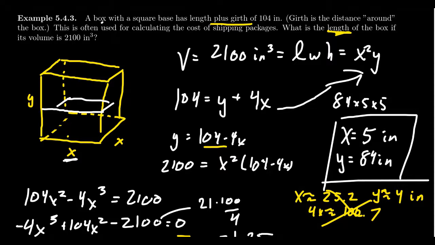So if we want y to be bigger than x, that's what I'm trying to say here: there's a subtle inequality in the background. x needs to be less than or equal to y. In order for that to hold, we have to throw out this possibility. And this then gives us that our box is 84 by 5 by 5.